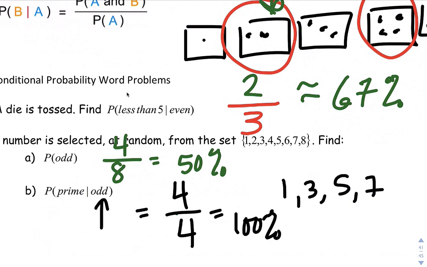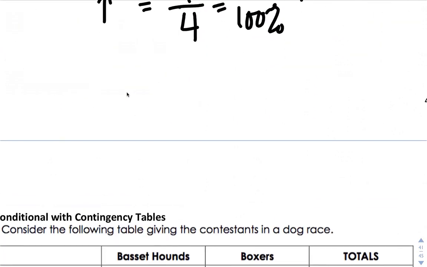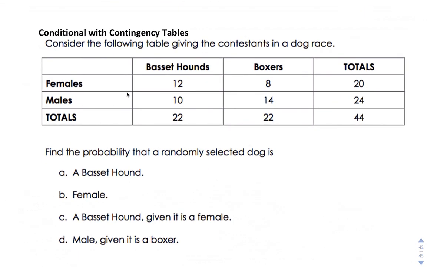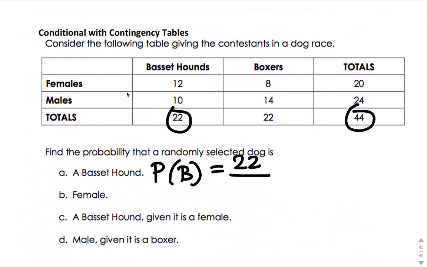Okay, we can look at conditional probability in something called a contingency table. So here's an example of a table, contingency table. Consider the following table giving the contestants in a dog race. Find the probability that a randomly selected dog is a basset hound. So the probability they are a basset hound. So this is out of the total. So basset hounds, there's 22 basset hounds out of the total 44. Which is 50%. All right, so there's the first one.